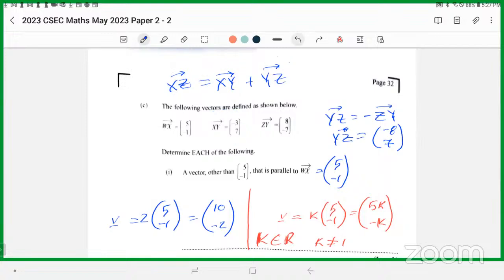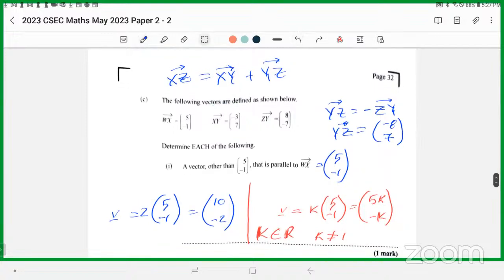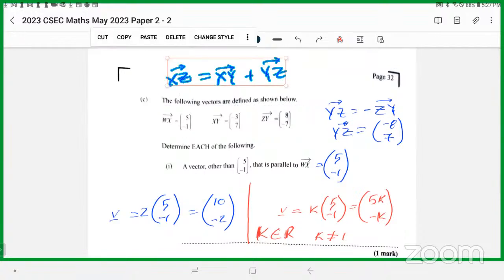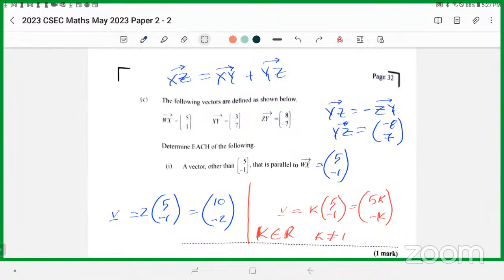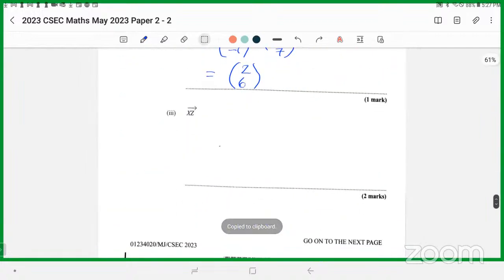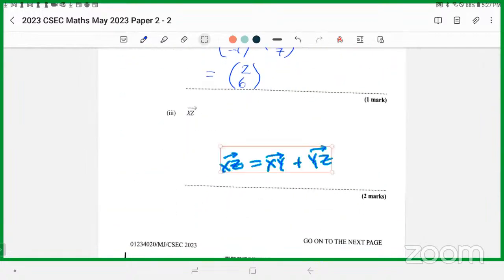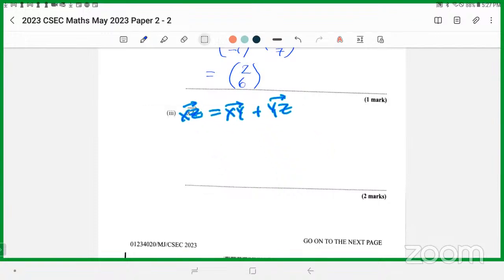So let's do it down here. I can literally just copy this down. The same equation I need to write right here. Put it here. And take off this one.